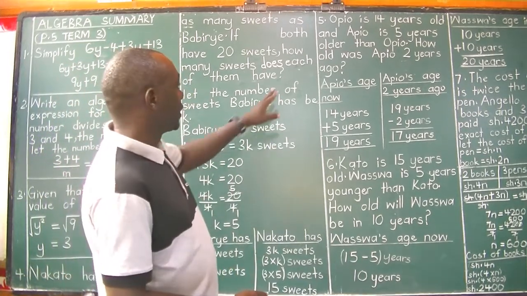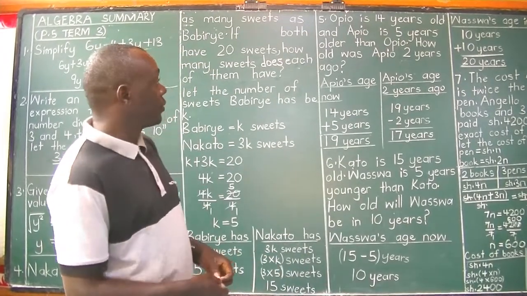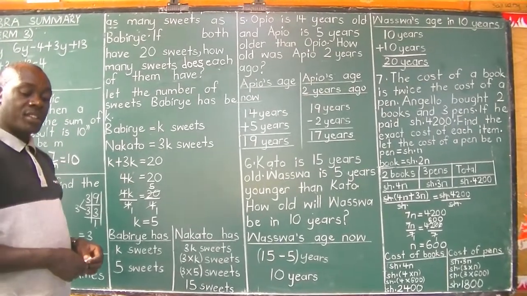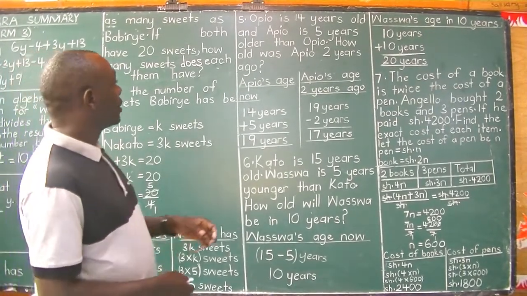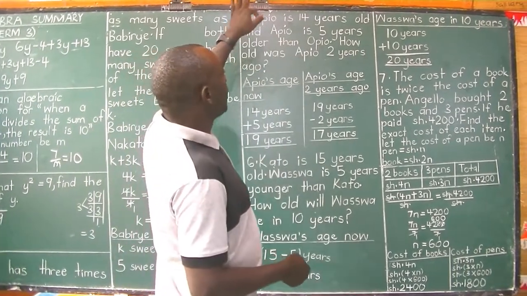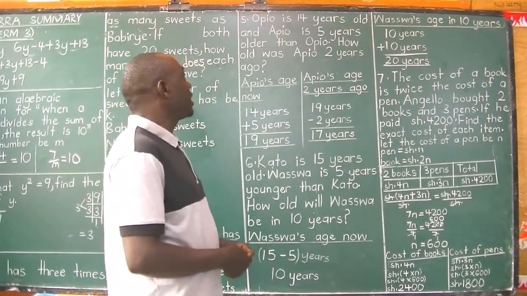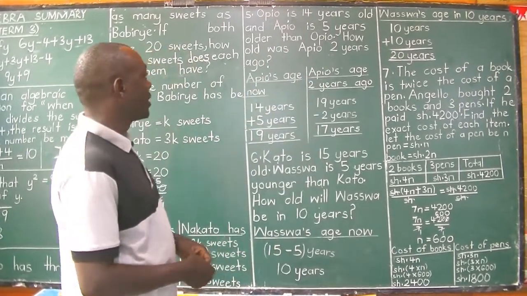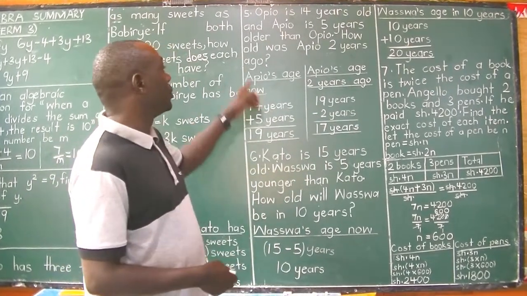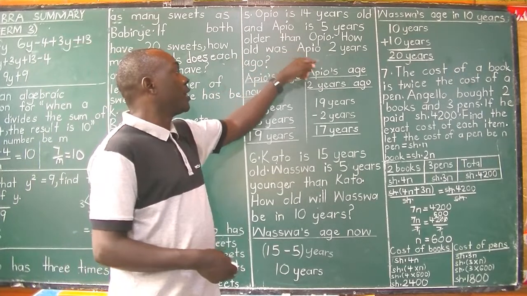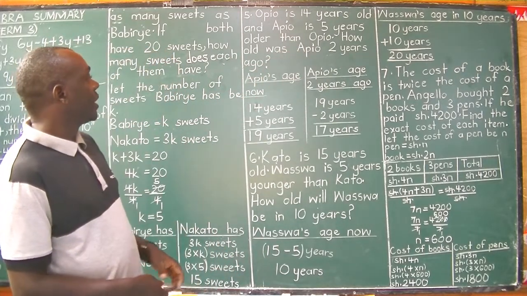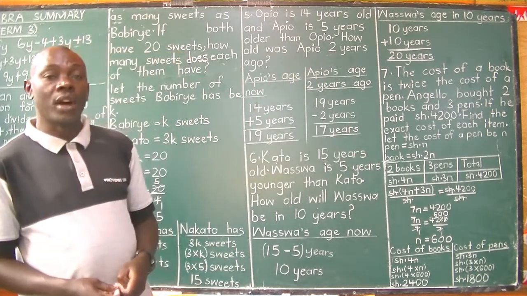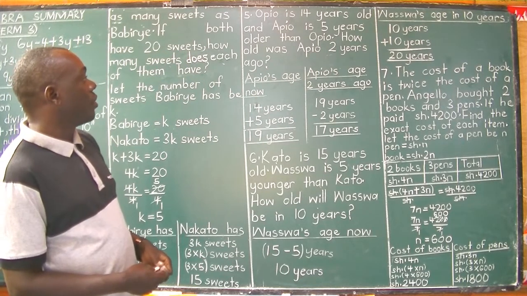As we continue with this example number 5, some of the questions are shown to be disturbing in that summary or that assessment of the topic called algebra. So it reads, Opio is 14 years old and Apio is 5 years older than Opio. Just hear that. Opio is 14 years old and Apio is 5 years older than Opio. Question: how old was Apio 2 years ago?